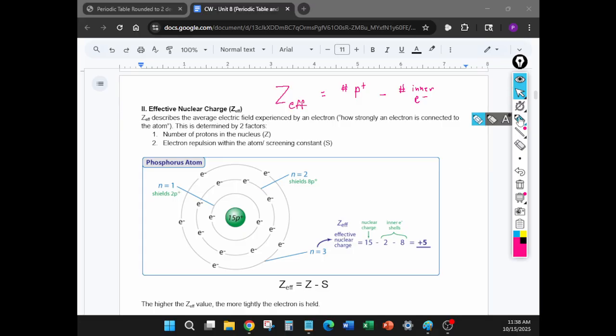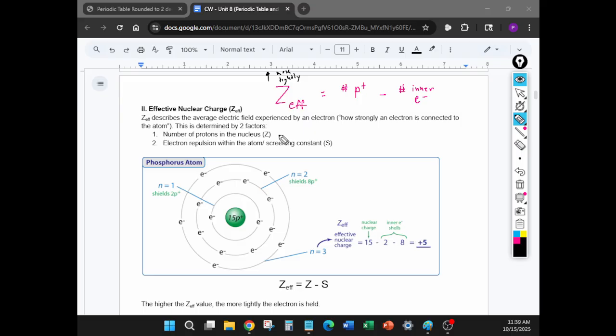A quick thing about this calculation is that the higher the Zeff number, the more tightly the electrons are held. If an electron has a super high Zeff number, it means that it's held extremely tightly by the atom. It's really hard to remove or ionize. So iron has a higher Zeff number than potassium. Okay, so let's talk about how to calculate this.